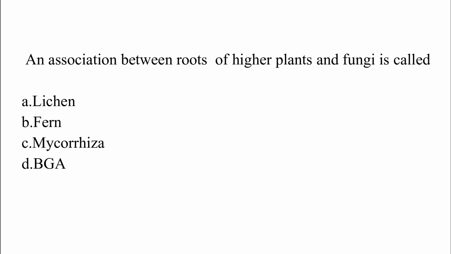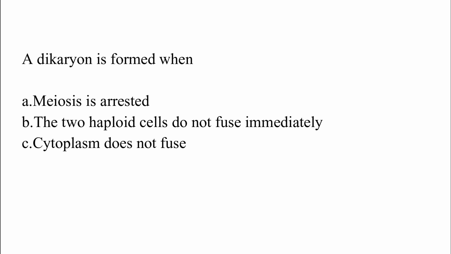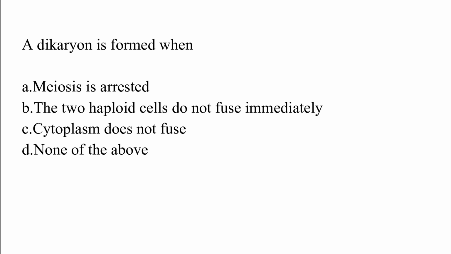An association between roots of higher plant and fungi is called option A, lichen, option B, fern, option C, mycorrhiza, option D, BGA, that means blue-green algae. The correct answer is option C, which is mycorrhiza. A dikaryon is formed when option A, meiosis is arrested, option B, the two haploid cells do not fuse immediately, option C, cytoplasm does not fuse, option D, none of these. The correct answer is option D, which is none of the above.